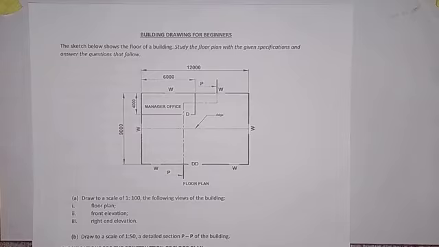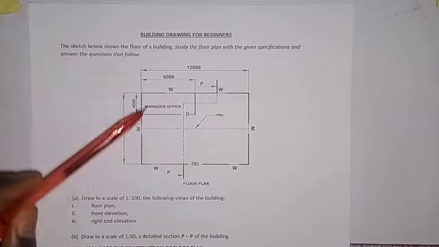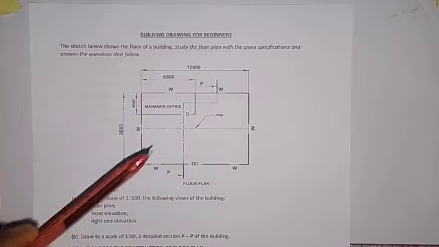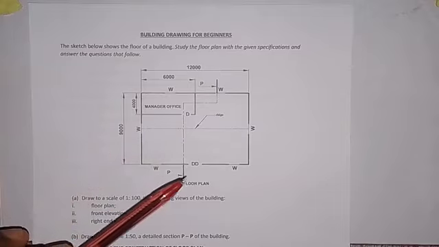Alright, we are going to start with the floor plan, and the scale given to us is 1:100. What does that imply? It means that each of the dimensions that we have in this drawing, we are going to divide it by 100. We are going to divide each of them by 100.